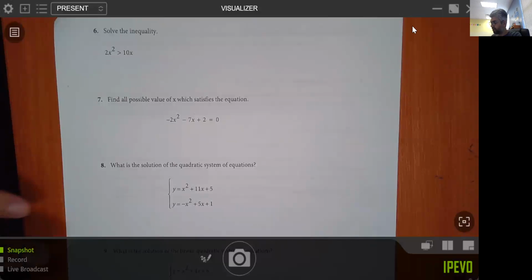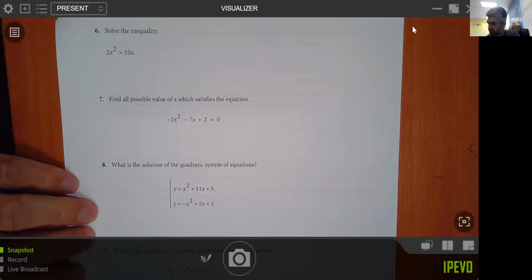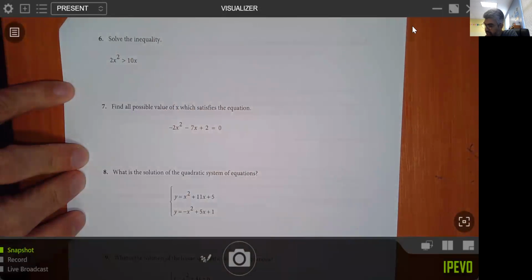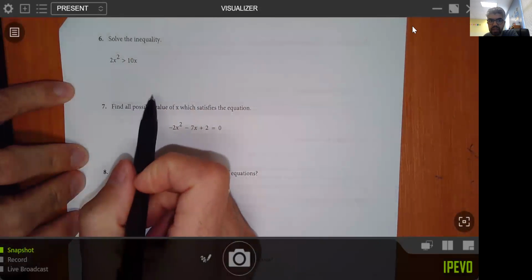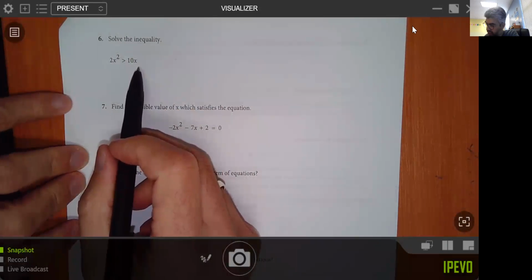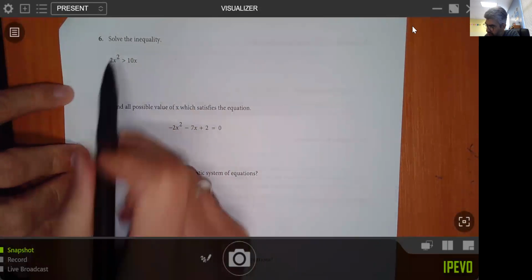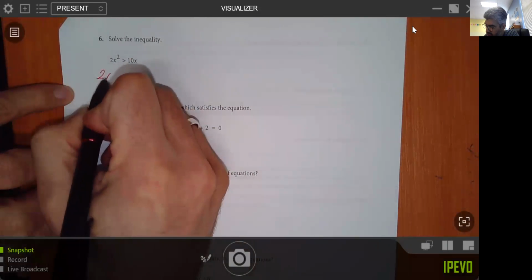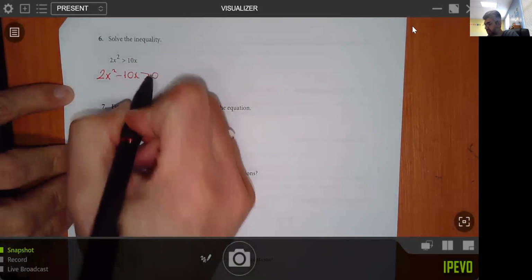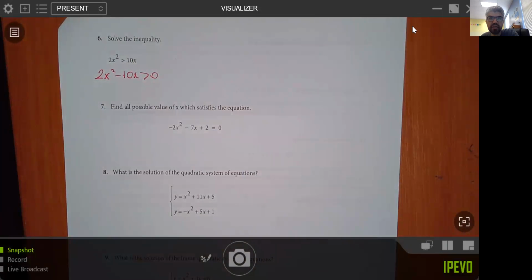So, guys, now we have an inequality question. Solve the inequality. How are we solving these ones? In inequality, remember, the one important thing: we should have 0 on one side. Since this is quadratic, I collect all the terms on the left-hand side, and I will have 2x squared minus 10x greater than 0. Okay?